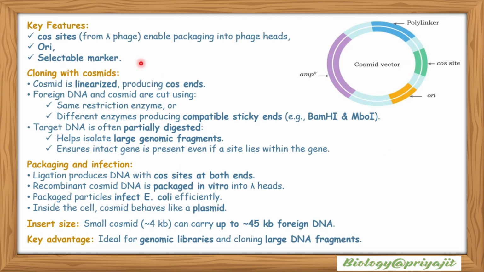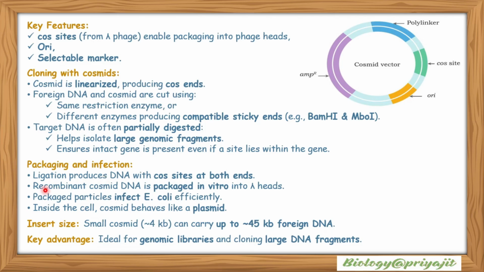Key features: the cos site from the lambda phage enables packaging into the phage head. It has an ori site for replication. It has a selectable marker. Cloning with cosmid: the cosmid is linearized, producing cos ends. Foreign DNA and cosmid are cut using the same restriction enzyme or different enzymes producing compatible sticky ends, for example BamHI or MboI. Target DNA is often partially digested. It helps isolate large genomic fragments and ensures an intact gene is present even if a site lies within the gene.